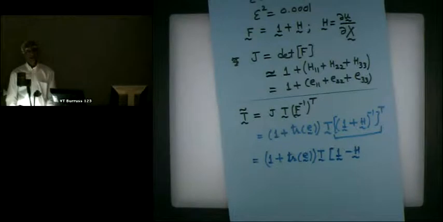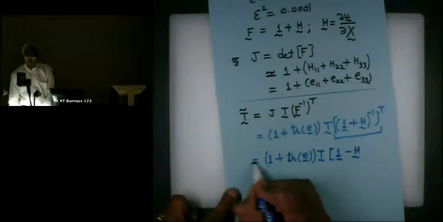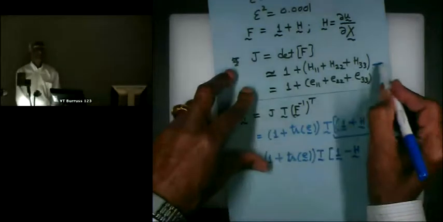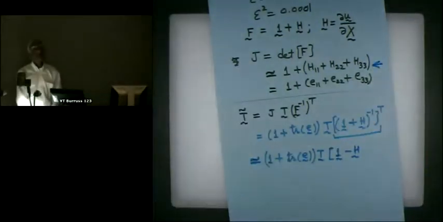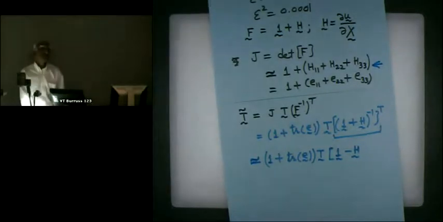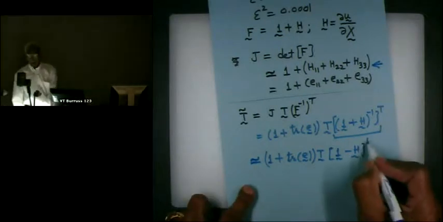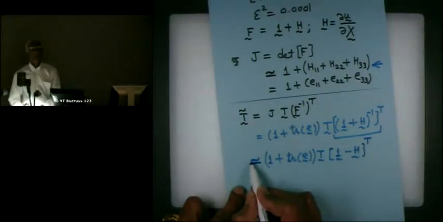But H squared is small as compared to H. So in the approximation we are doing, we can neglect H squared, because we already neglected H squared and H cubed there. If we neglected once, we can neglect again too. Otherwise, it will not be consistent. So that's why I changed it: instead of equal, I made it approximately equal.